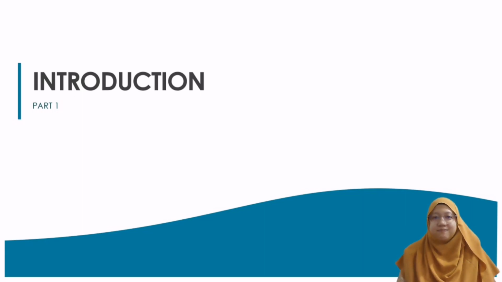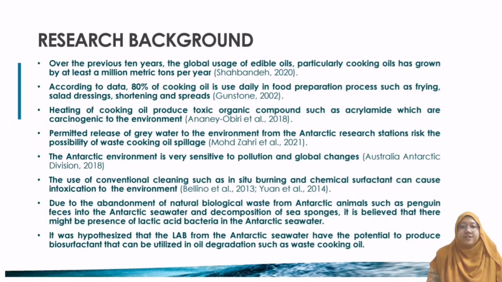Part 1. The Introduction. Over the previous years, it was found that the global usage of edible oils such as cooking oil has grown to at least 1 million metric tons per year. According to data collected by Gunstone in 2002, 80% of cooking oil is used in daily food preparation such as frying, salad dressing, shortening, and spreads. Repeated heating and use of cooking oil in frying starchy foods such as potatoes produces a toxic organic compound known as acrylamide, which is very carcinogenic to the environment.